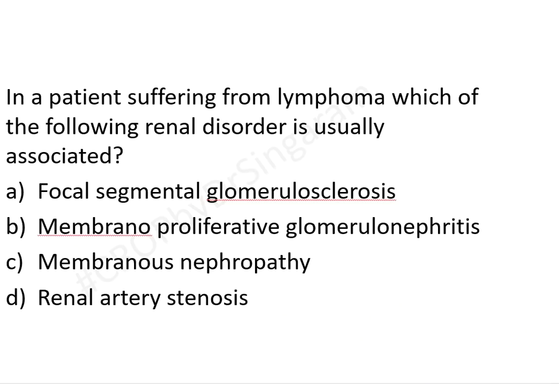In a patient suffering from lymphoma, which of the following renal disorders is usually associated? Yes, what is the answer for this question? It's a straightforward question. There is not much explanation at all. Please remember, whenever the patient has lymphoma, or they might have given in the question cancers, especially breast cancer, the association of malignancy with renal disease is a straightforward one-liner: it is membranous nephropathy. Yes, it can typically present as a nephrotic syndrome. So with cancers, always know this association with membranous nephropathy.